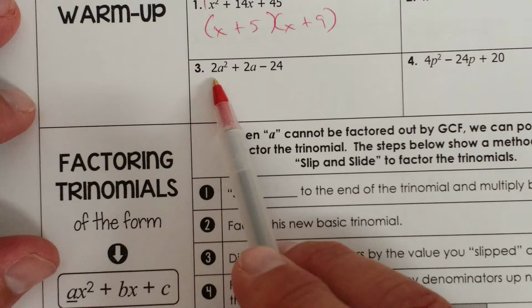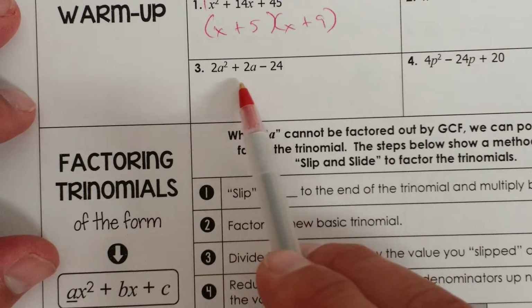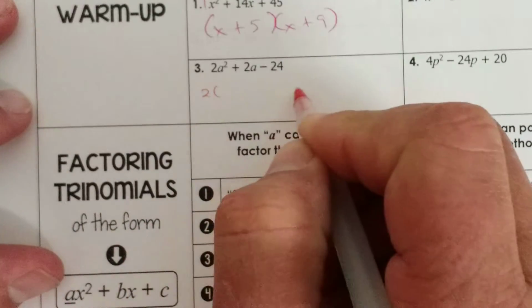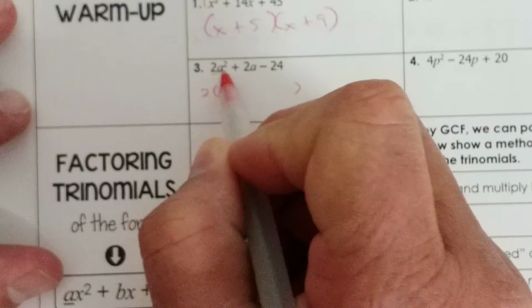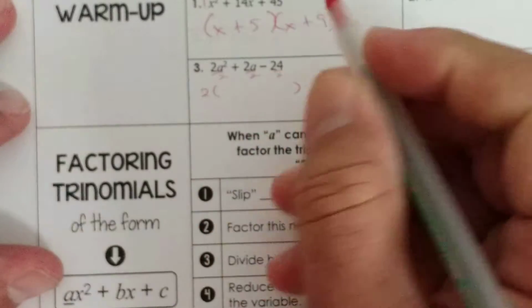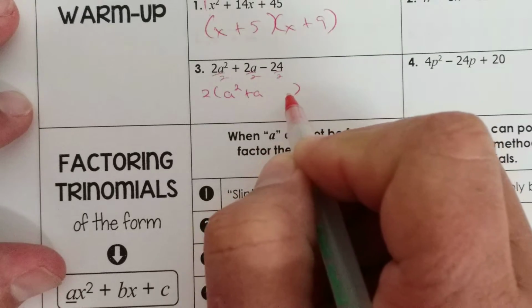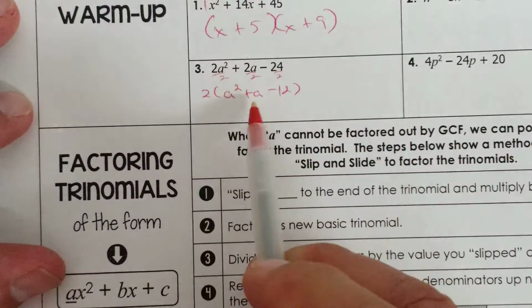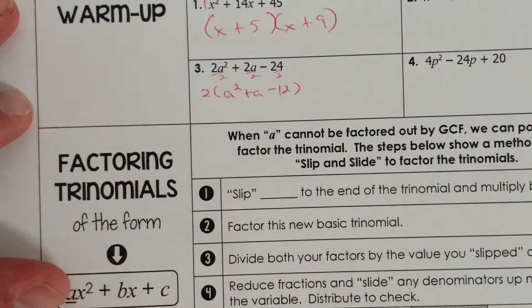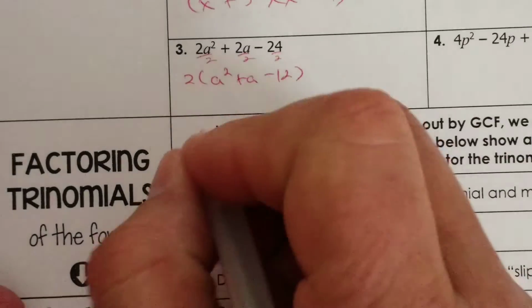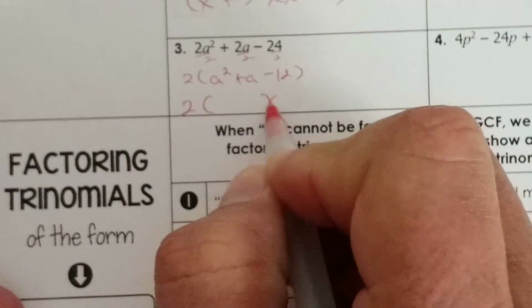need to ask yourself is, is there a GCF? And in this problem, there is a GCF of 2. So remember, we're going to factor that out, which means I'm going to divide everything by 2, which leaves me with a squared plus a minus 12, and then I have to look to see if the trinomial I'm left with will factor again, and this one will.